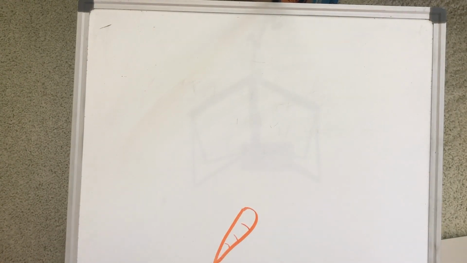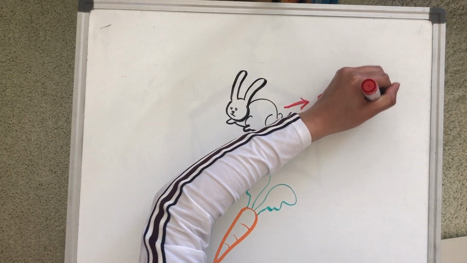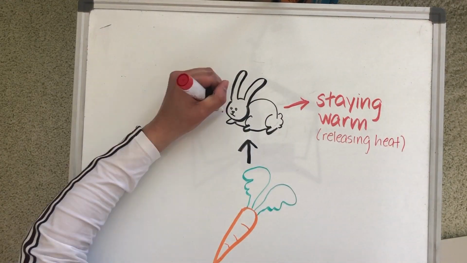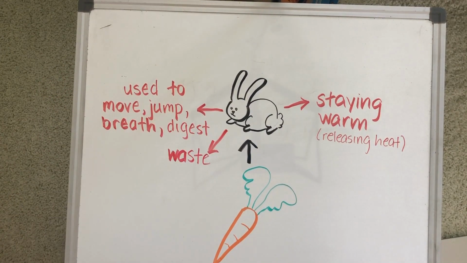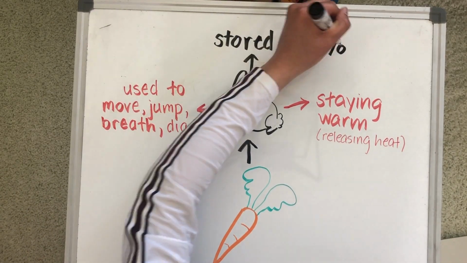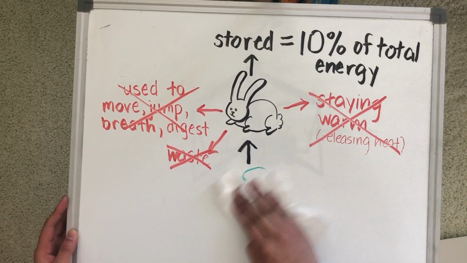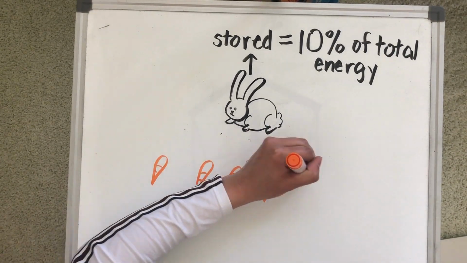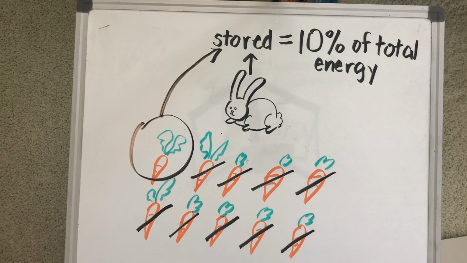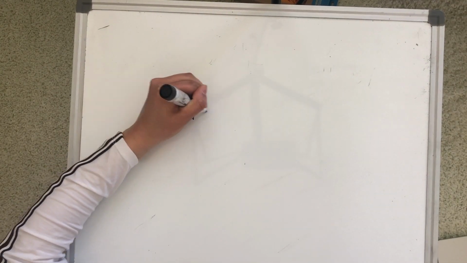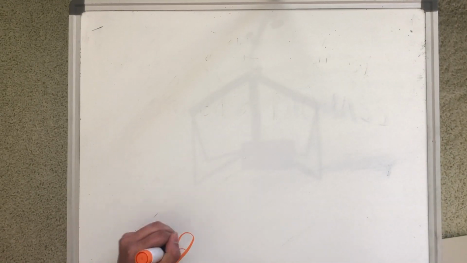When the rabbit eats the carrot, some of the energy is used for different purposes, such as keeping the rabbit warm, as well as digestion, other body processes, to move, to jump, to breathe, as well as produce waste. Only 10% of the total energy is stored. To put this into perspective, if our rabbit eats 10 carrots, only 1 carrot's worth of energy is stored. This is the energy that's stored. This is stored as biomass, which means part of the body.